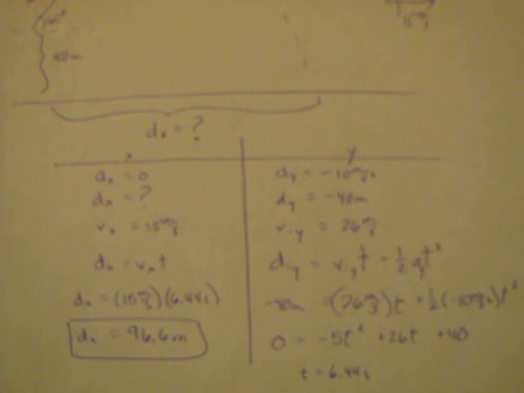Take that 6.44 seconds, transfer it to the left, and multiply 6.44 times 15 meters per second to get 96.6 meters. And that's it. That's all you have to do. But remember, keep everything separate. The horizontal must stay in the horizontal column, vertical must stay in the vertical column.